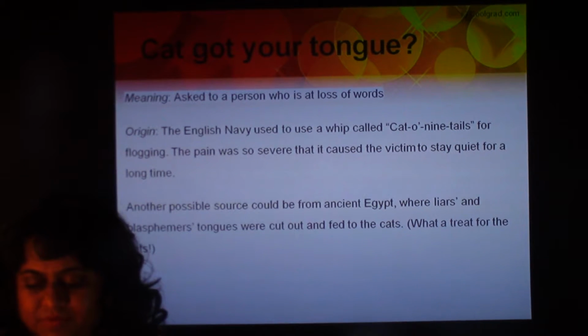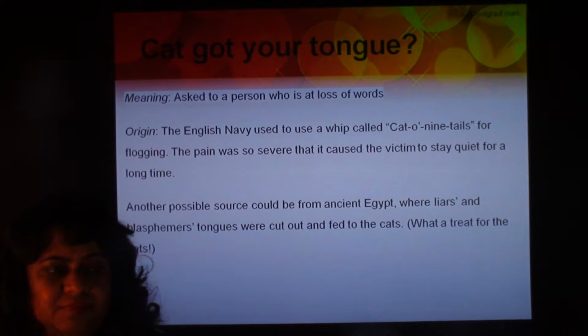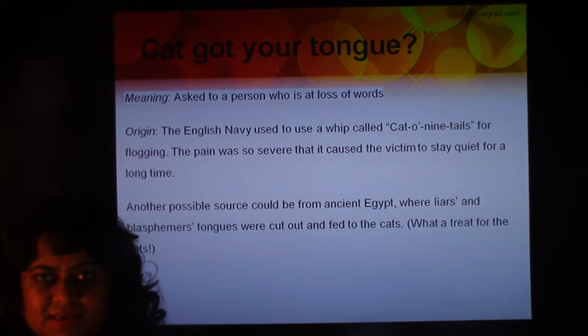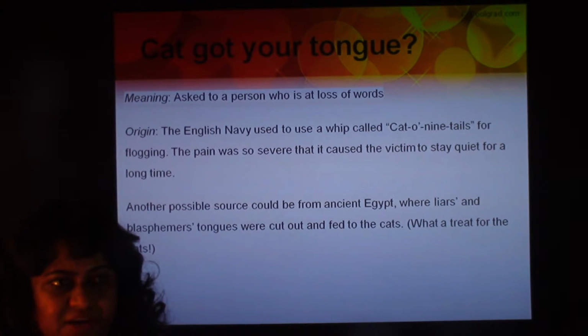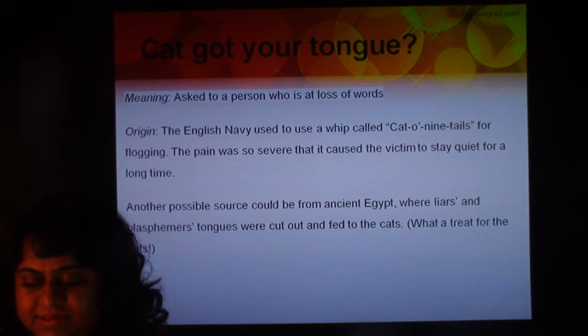Cat got your tongue? The meaning is, a person is at a loss for words. So you say something that stuns somebody into silence, and you say, hey, what happened? Cat got your tongue? It means the person is stunned into silence. He's at a loss for words. The origin of the phrase, there are two possible origins.